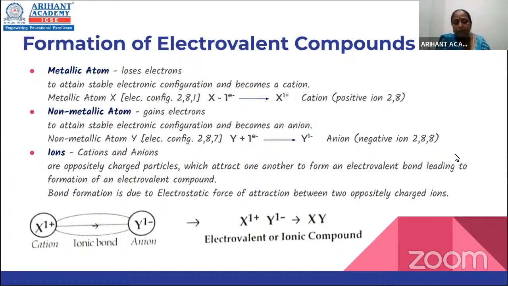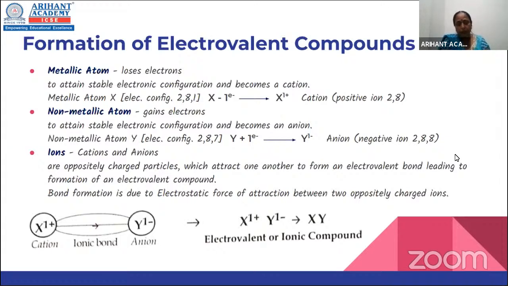Similarly, for 2,8,7, the Y atom will accept 1 electron. When it accepts, what will happen? It will also become stable, it becomes 2,8,8. Which nearest inert gas configuration will it form: helium, neon, argon? It will become like argon. And now they're both oppositely charged. One is a plus, one is a minus. There will be an attraction between them.